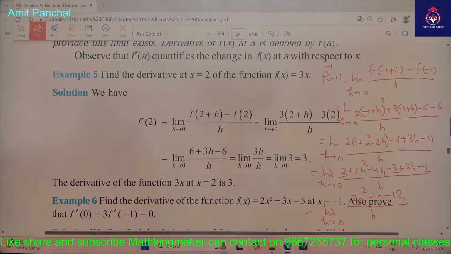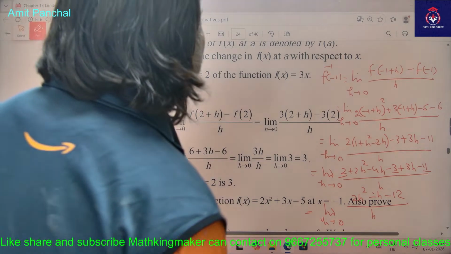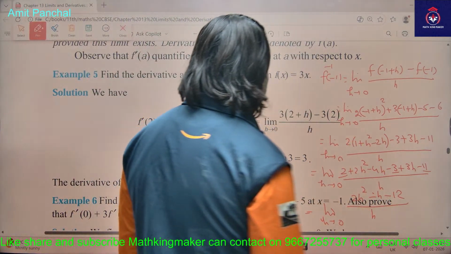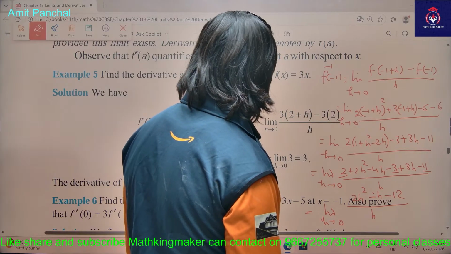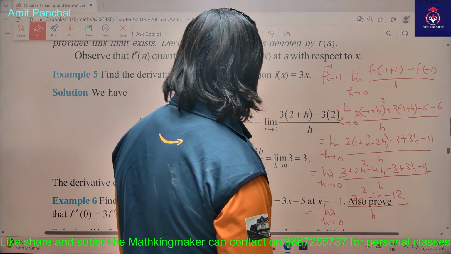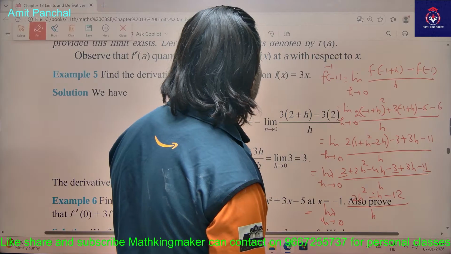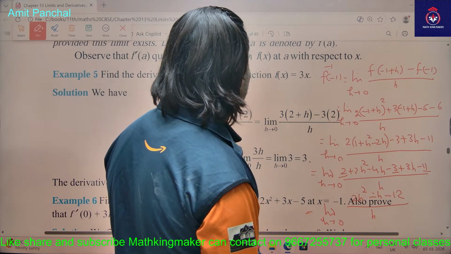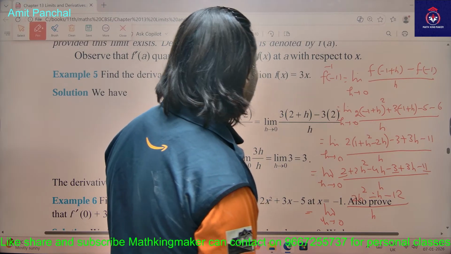Yeah, I think we are making some mistake. That 12 will not be there. Sir, there's no 12, sir. That 12 should not be there. How did you get 11, sir?